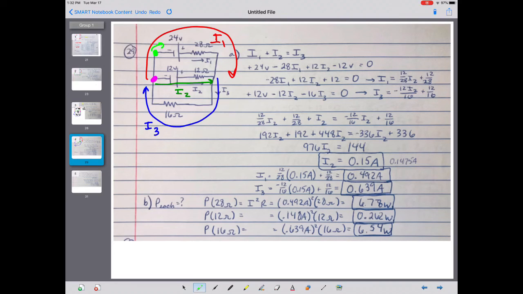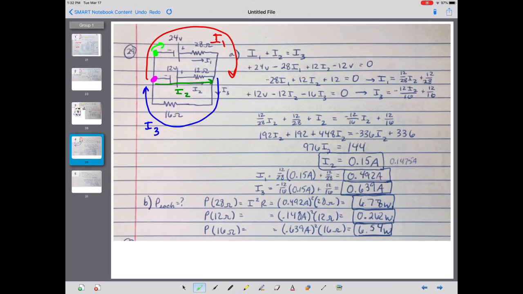Then we come down to the middle branch. We're going backwards against the current, and so my IR for the 12 ohm resistor will be positive 12 I2. And then we go from high to low on the battery, so that's a negative 12 volts, and that's equal to 0.